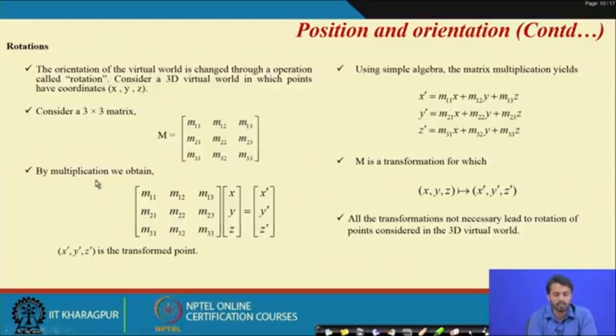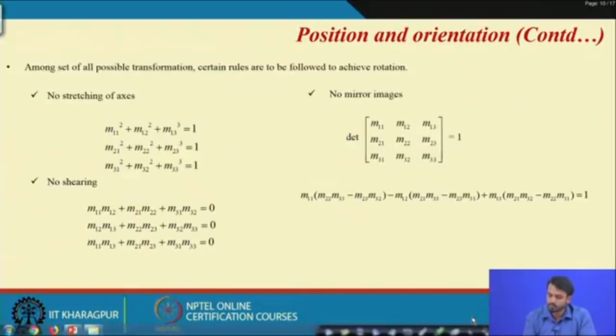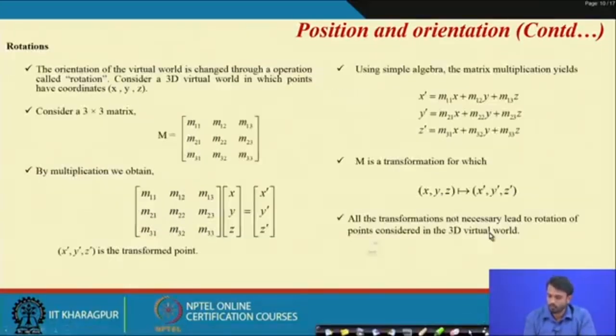By multiplying, we obtain M times the x, y, z matrix, which is the original matrix we have considered, and this gives the complete transformed matrix, that is x dash, y dash and z dash. So, x dash, y dash and z dash is the transformed point in the 3D virtual world. Using simple algebra we can obtain that x dash is M11 times x plus M12 times y plus M13 times z. Similarly, we can obtain the coordinates for y dash and z dash.